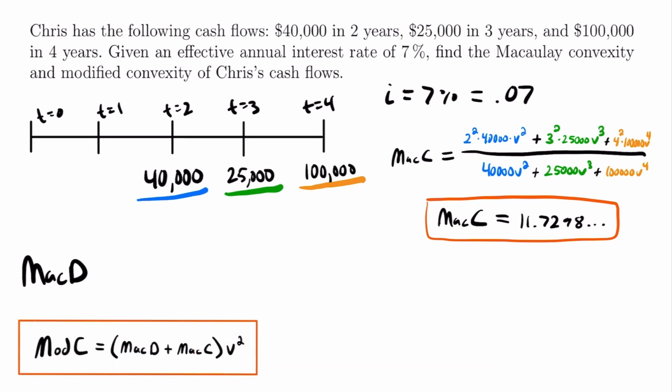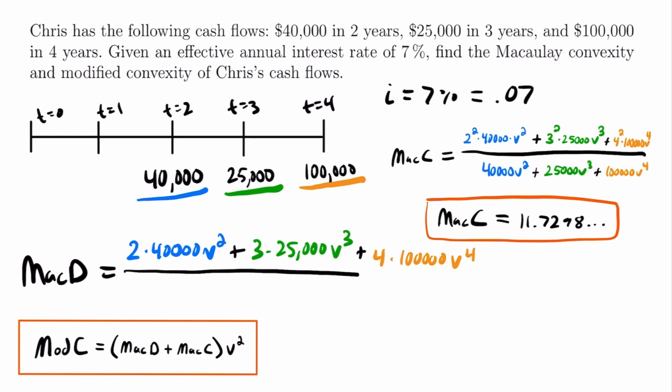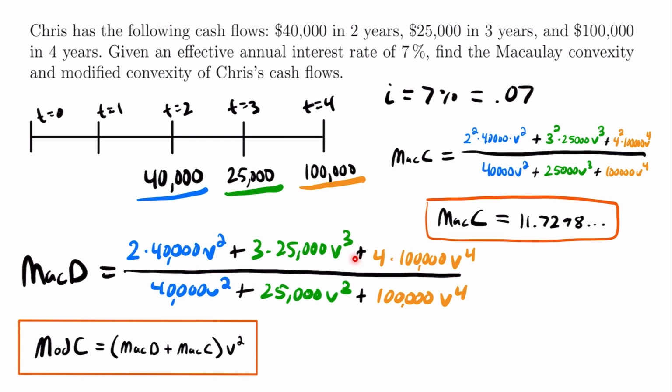The Macaulay duration will be equal to 2 times 40,000 times v squared plus 3 times 25,000 times v cubed plus 4 times 100,000 times v to the fourth. And then that is divided by the present value of those cash flows, which is 40,000 v squared plus 25,000 v cubed plus 100,000 v to the power of 4. So this is the calculation for the Macaulay duration. It's pretty much the same thing we did for the Macaulay convexity, except 2, 3, and 4 are no longer squared. They are just raised to the first power.